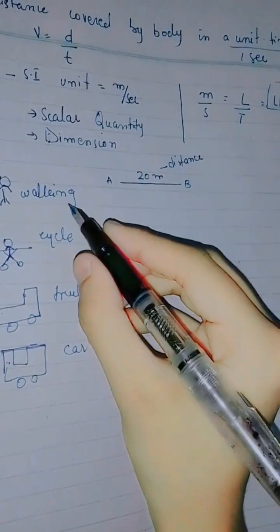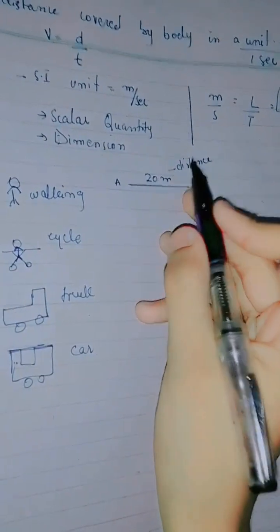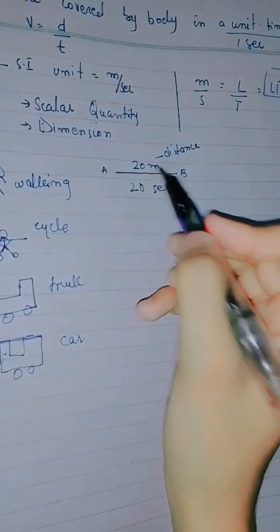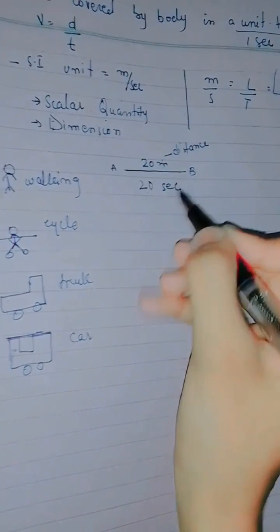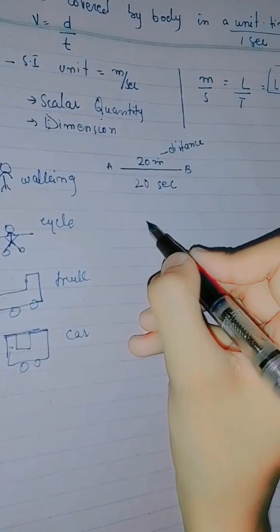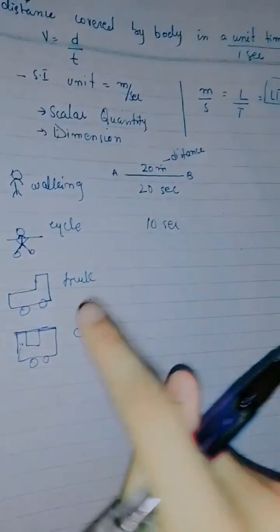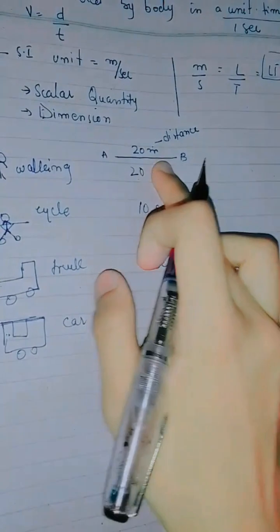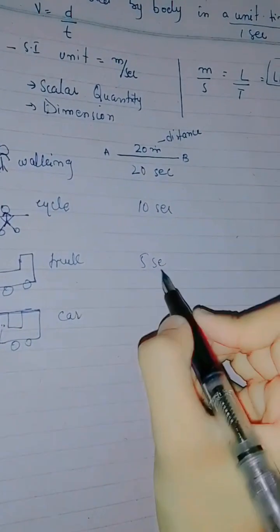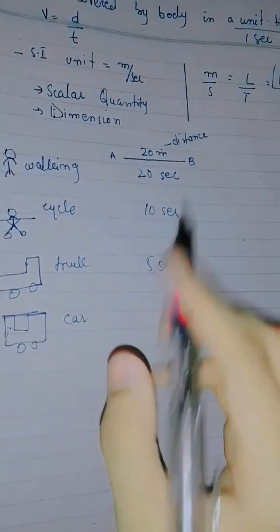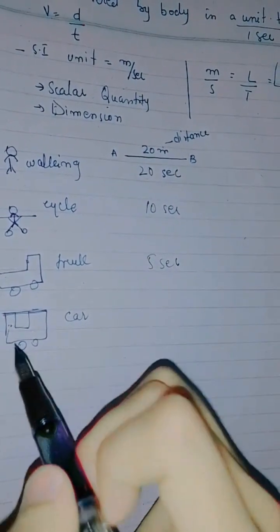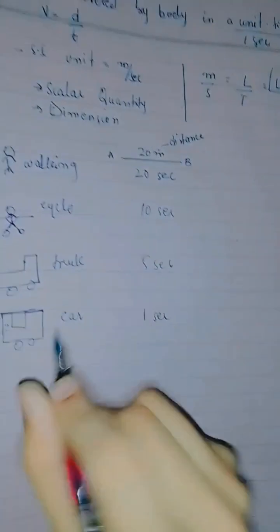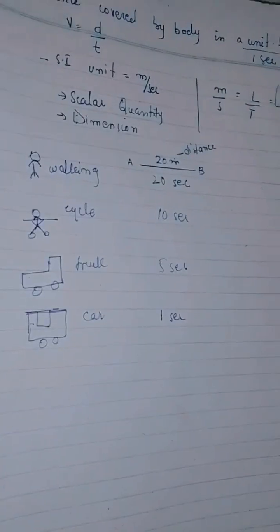Now the walking person has covered the distance of 20 meter in 20 seconds. The cycle person has covered it in 10 seconds. The person on the truck covered the 20 meter distance in 5 seconds, and the person in the car has covered it in 1 second. It's just an example.